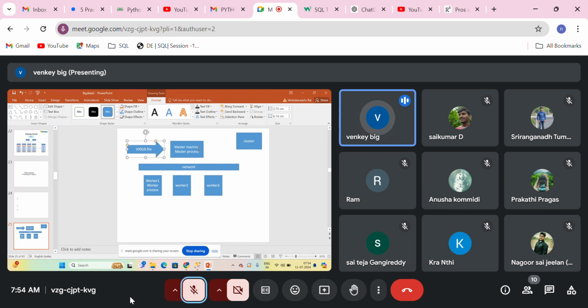Okay, now what your master machine or master process will do is take this 100 GB file and split it. Let us take an example: I have three worker nodes. So your master process will talk to your three worker processes, and then split it into chunks. Your entire file will be split into multiple parts. Your 100 GB will be stored in multiple worker machines.